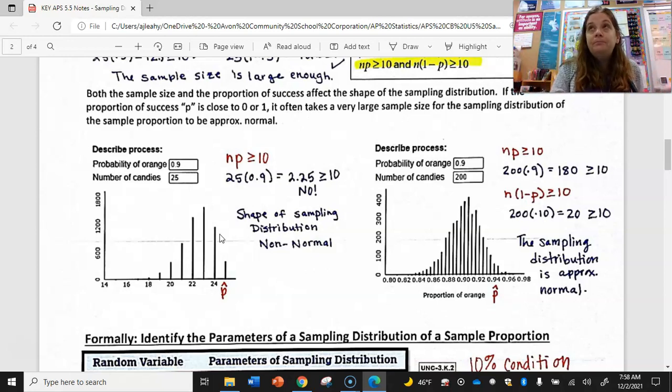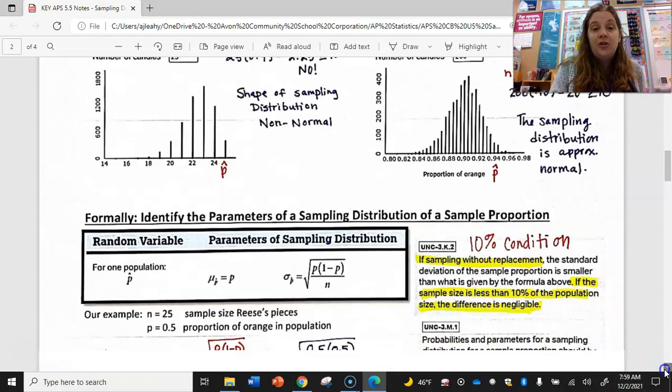I'm just lost. Now here, I have that same 0.9, but I've taken a larger sample. This time I've taken 200, and you can see I'm still seeing that left skew, but it is a little bit less pronounced. So n times p greater than or equal to 10, that's 180, that's good. And then n times 1 minus p, that's 10% of that, that's 20, greater than or equal to 10. That tells us that this sample size is large enough that without having to run the simulation, we know it's going to be an approximately normal sampling distribution.